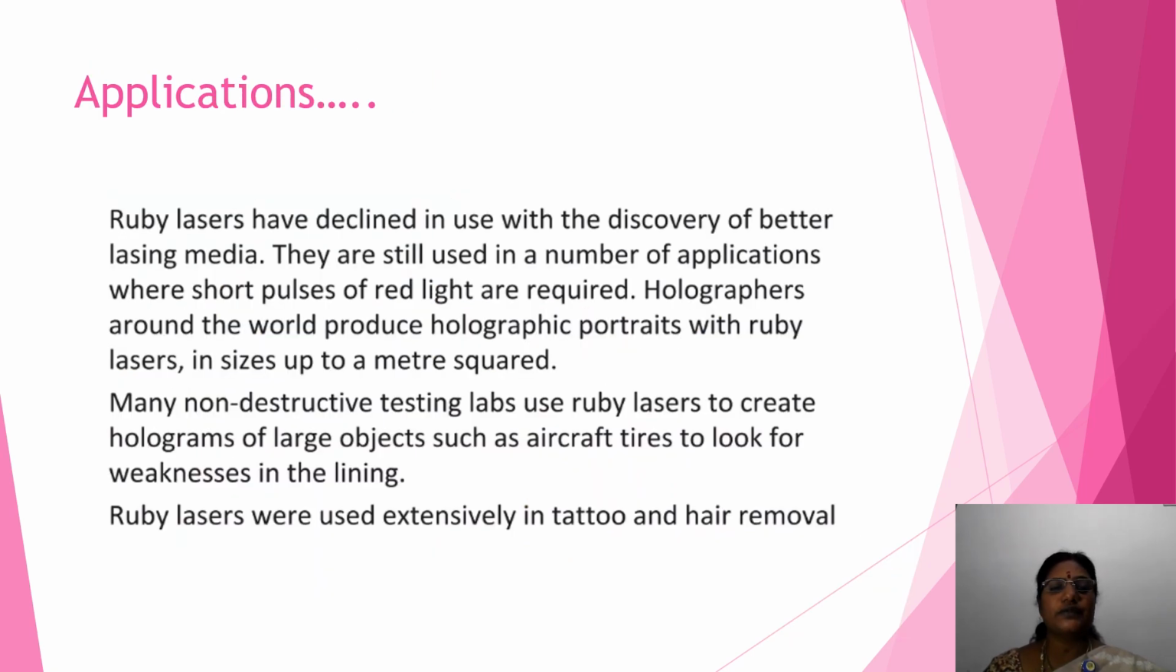Coming to the applications, ruby lasers have declined in use with the discovery of better lasing media, but still they are used in a number of applications where short pulses of red light are required. Holographers around the world produce holographic portraits with ruby lasers in sizes up to a meter square. Many non-destructive testing labs use ruby lasers to create holograms of large objects such as aircraft tires to look for weakness in the lining. Ruby lasers are used extensively in tattoo and hair removal.